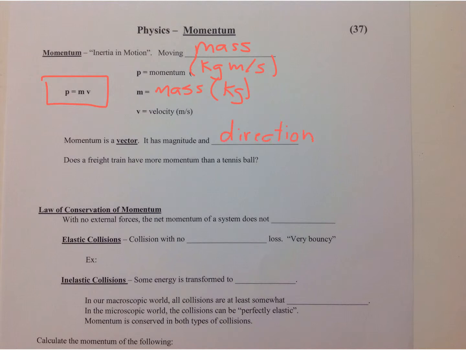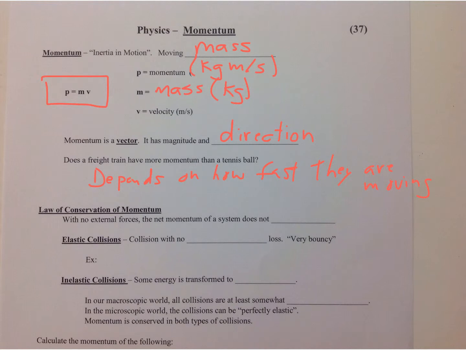I can ask you this: does a freight train have more momentum than a tennis ball? And the answer is, it depends. Typically it would. If they're going the same speed, definitely a freight train would. But the answer depends on how fast each item is moving, their velocities. For example, if the freight train's not moving at all, and the tennis ball is moving, the tennis ball has some momentum, the freight train has none, because you have to be moving to have momentum.